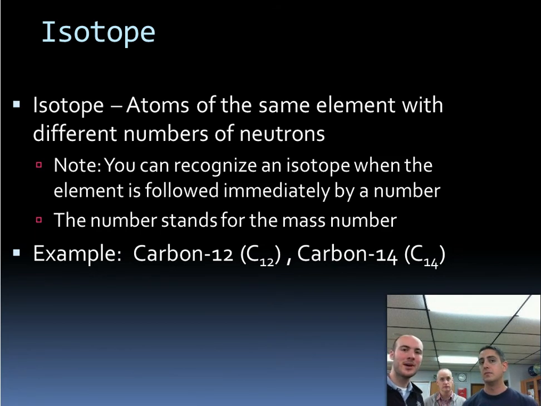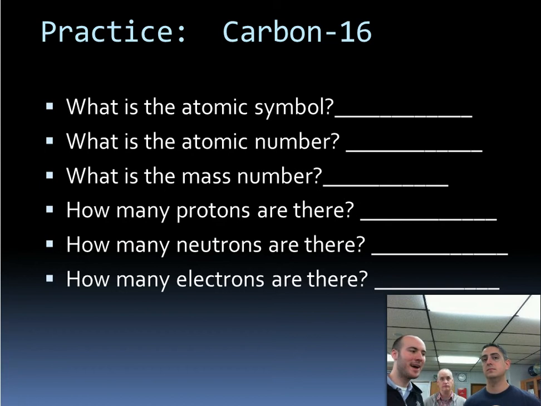So here's how we identify the numbers of protons, neutrons, and electrons in carbon-16, which is an isotope of carbon. First of all, the atomic symbol is the same. It's C. The atomic number is still the same. It's 6. That means 6 protons, and 6 electrons, since it's neutral. The mass number is just that isotope notation after the element. That's 16. That's the mass number.